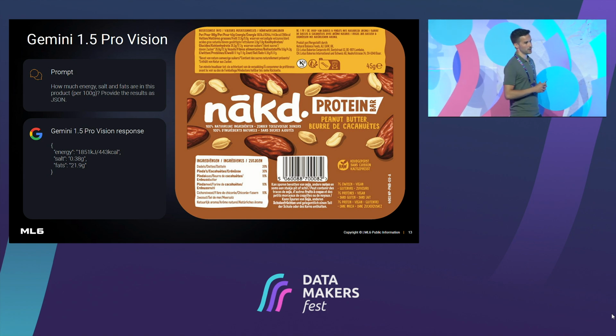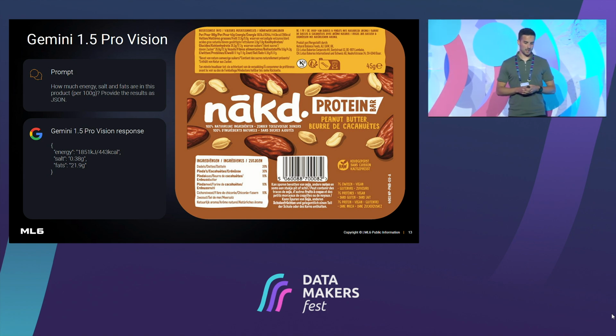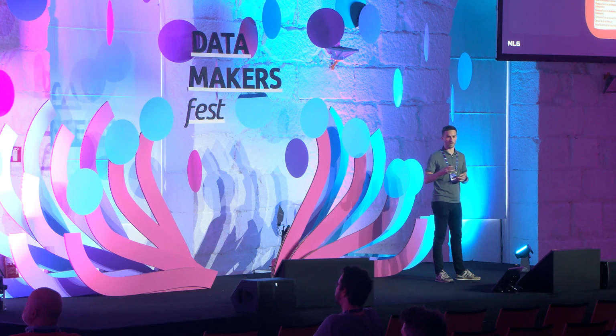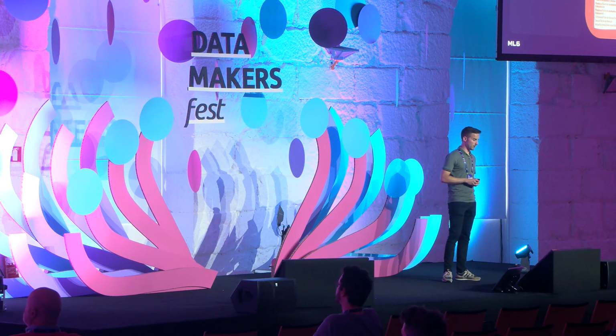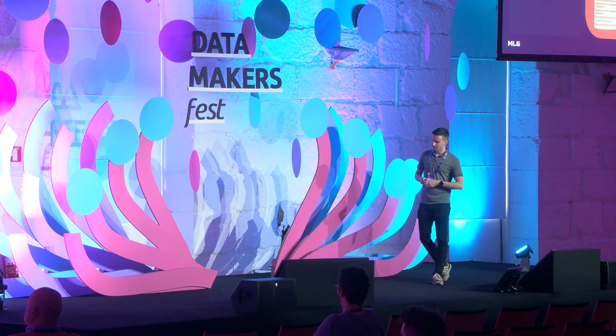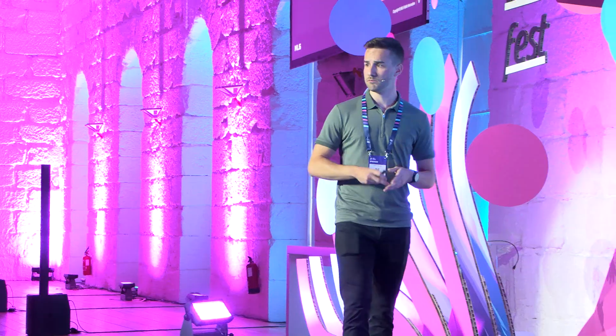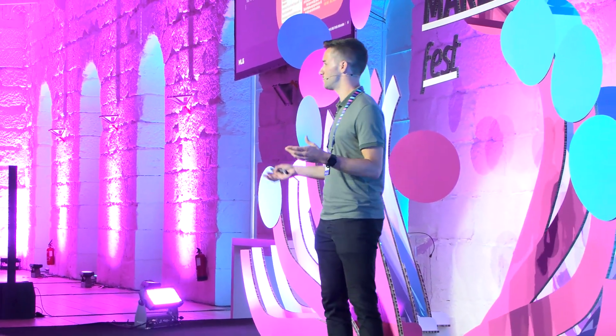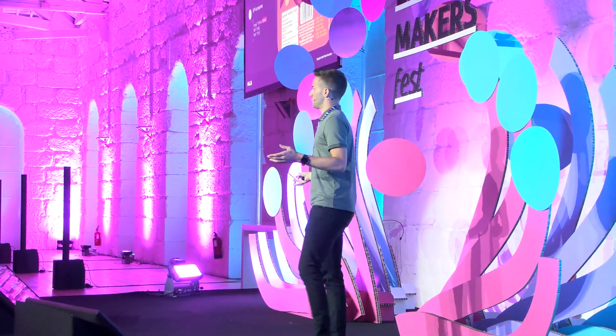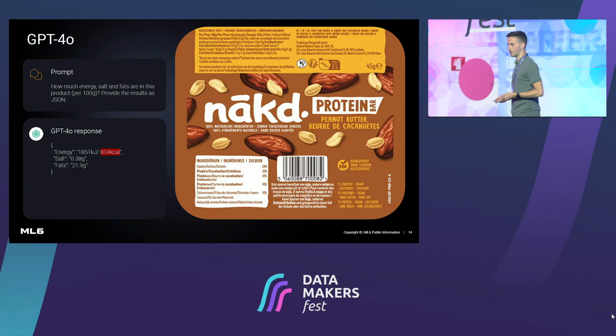And so in this simplified example, my prompt is how much energy, salt, and fats are in this product per 100 grams, because it's in there for multiple weights, and provide the result as JSON. And this is not rocket science, so Gemini 1.5, no issue at all, gives me a nice JSON structured answer with that information. Okay, great, no big surprise. But then if we look at GPT-4o, here again, confident JSON format gives me an answer, but the amount of calories is just wrong. That's annoying, again, not rocket science. Why is it already making a mistake here?